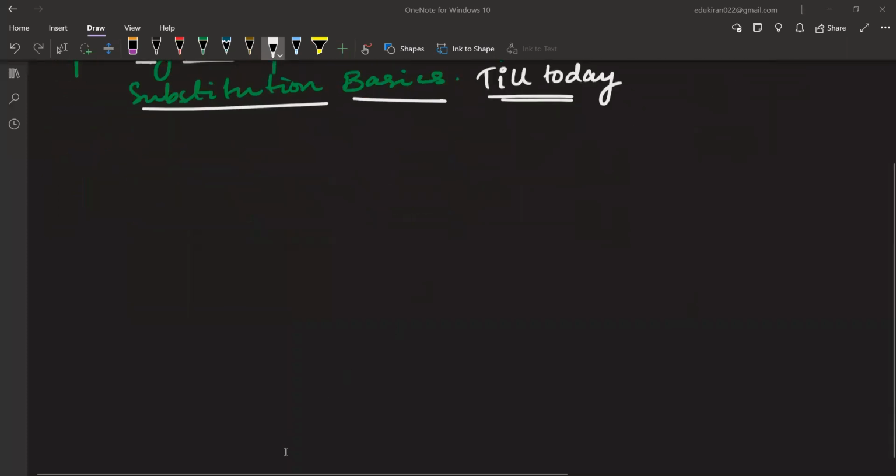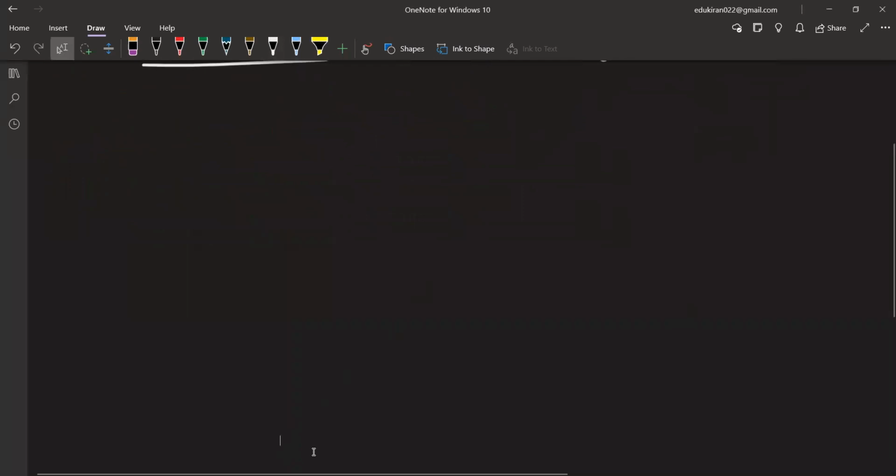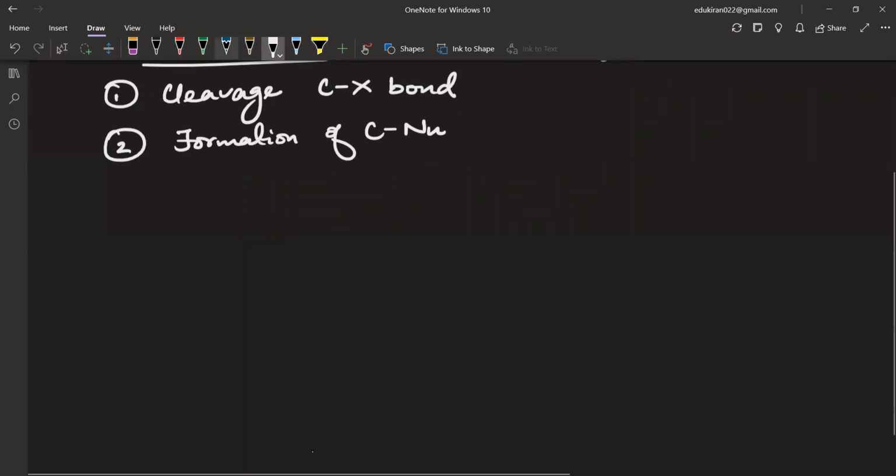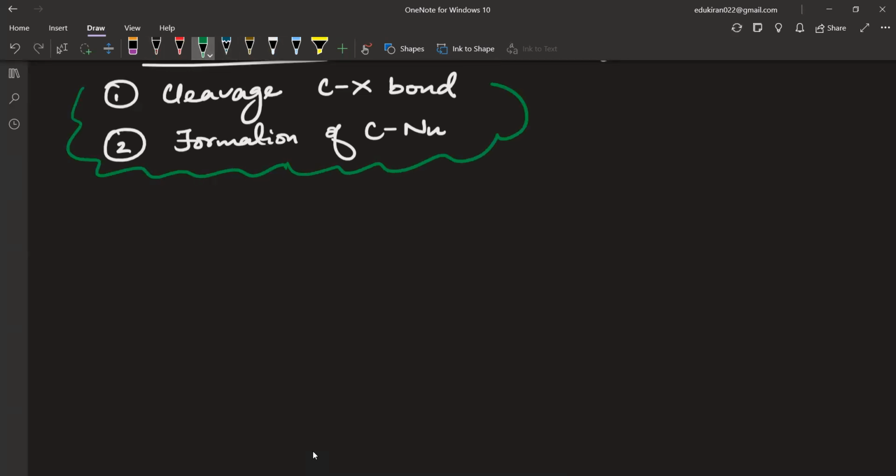Now, in the last lecture, we saw that there are two things which happen in a nucleophilic substitution reaction. The first thing is cleavage or breaking of which bond? The C-X bond, in which X is the leaving group. The second thing that happens is the formation of a carbon-nucleophile bond. Now, please don't write now. These two steps can happen in individual steps or simultaneously.